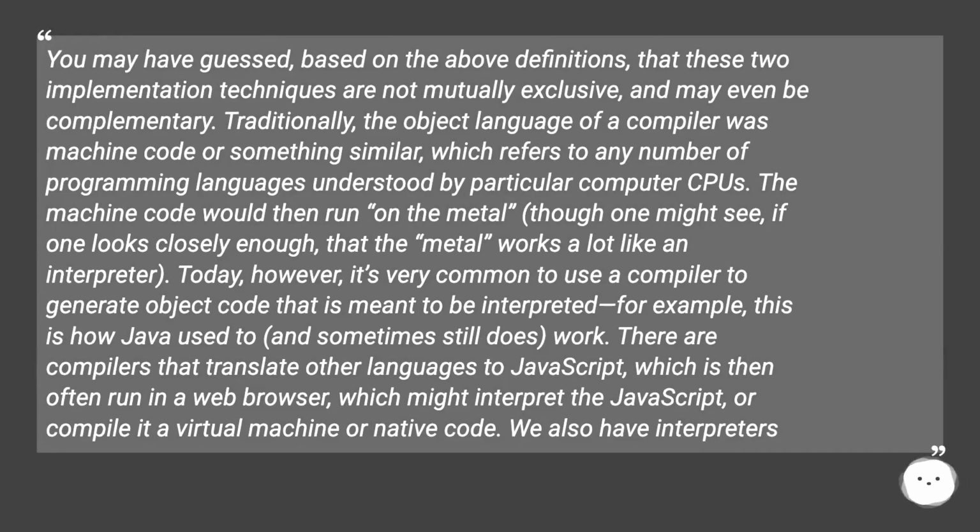You may have guessed, based on the above definitions, that these two implementation techniques are not mutually exclusive, and may even be complementary. Traditionally, the object language of a compiler was machine code or something similar, which refers to any number of programming languages understood by particular computer CPUs. The machine code would then run on the metal, though one might see, if one looks closely enough, that the metal works a lot like an interpreter.